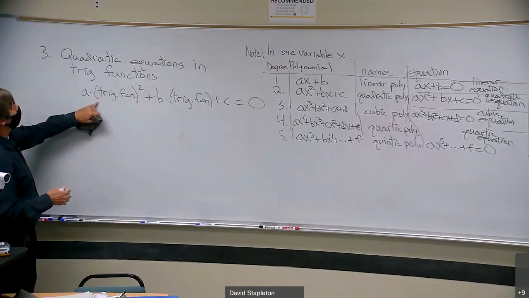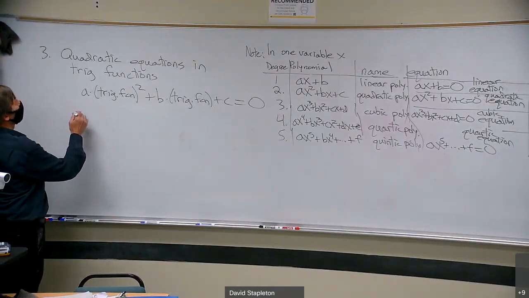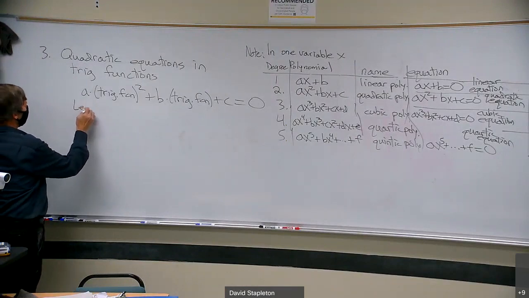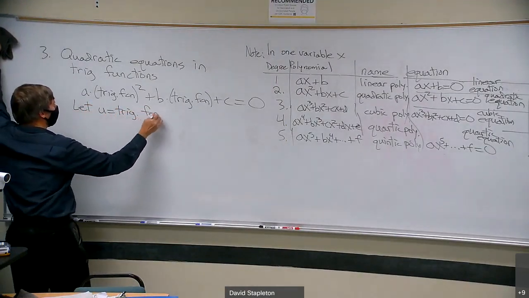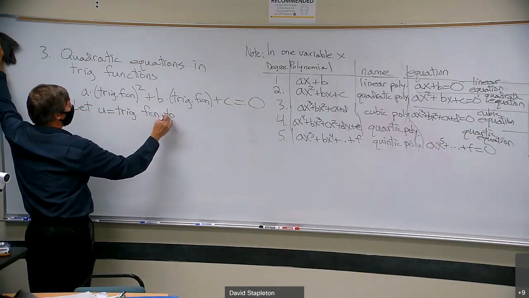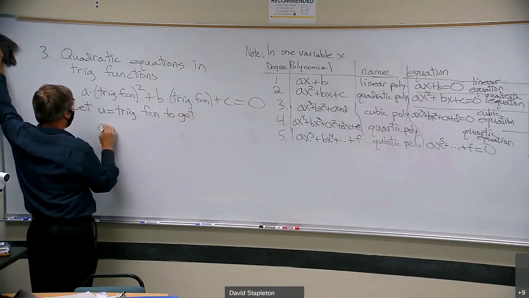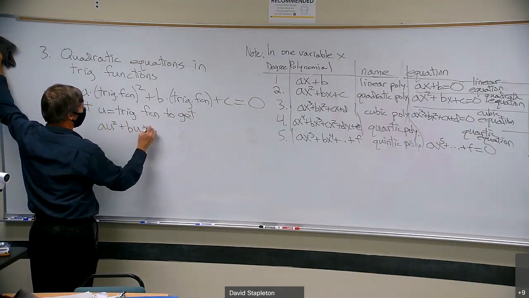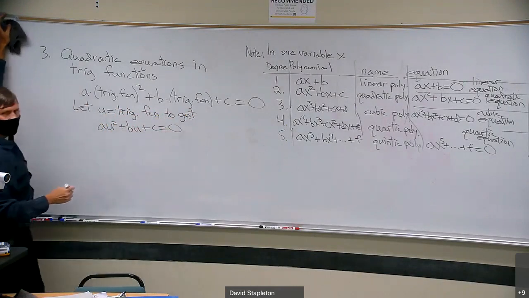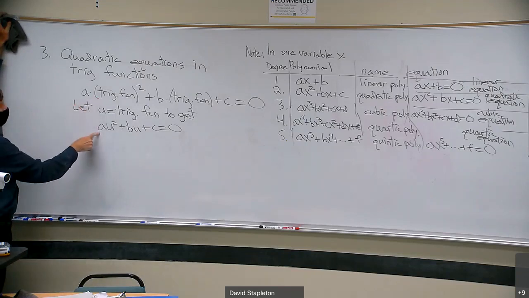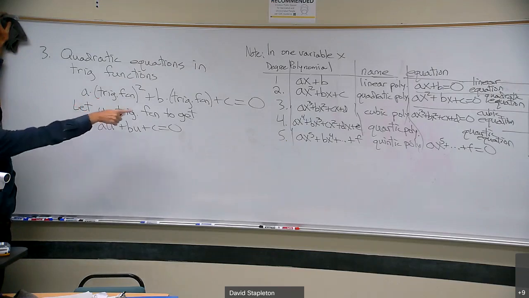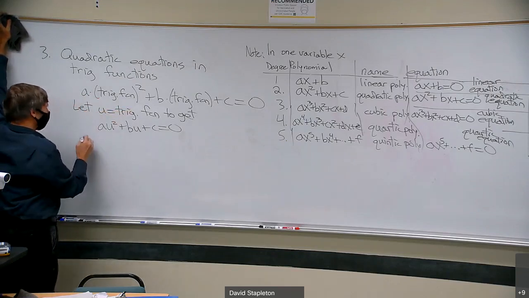Given a quadratic equation in a trig function, here's what you do. Let your favorite letter, U maybe, be the trig function. This one we can solve. Get au squared plus bu plus c equals 0, which is called what kind of equation? Quadratic equation, right? So if you put u equal to trig function, this will come out to be a quadratic equation. We know how to solve that. It's the quadratic formula, right? That's why I'm putting it up there.